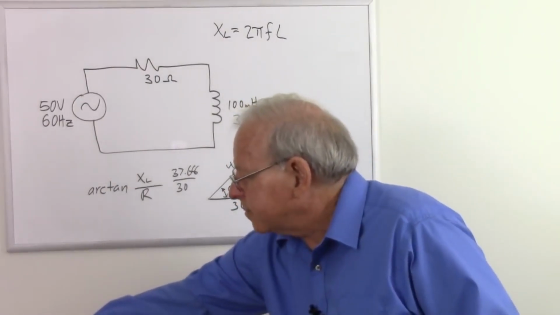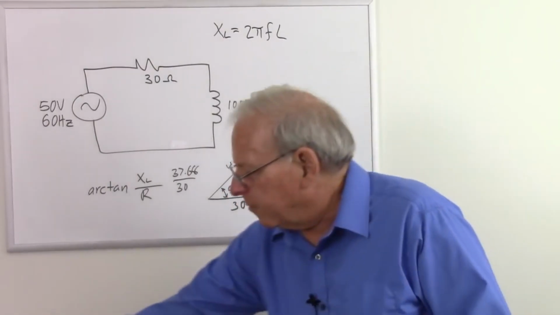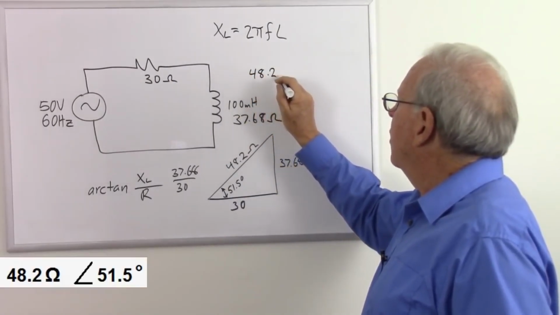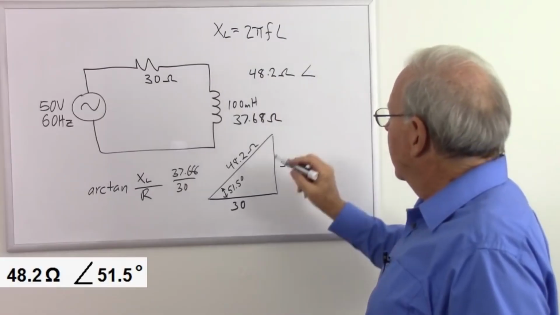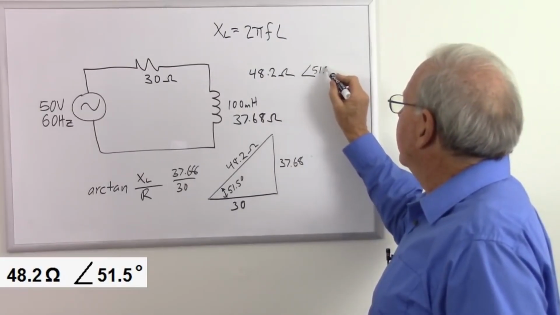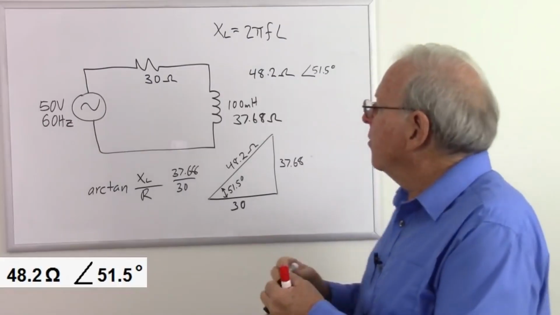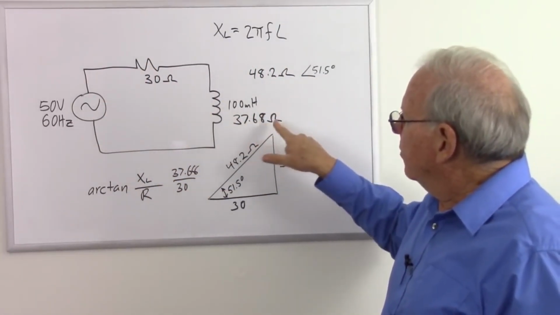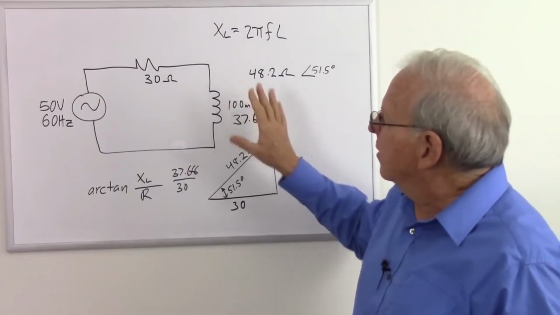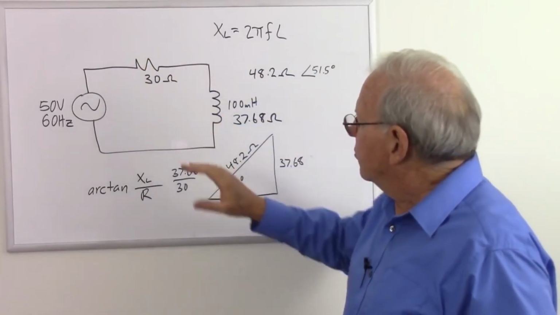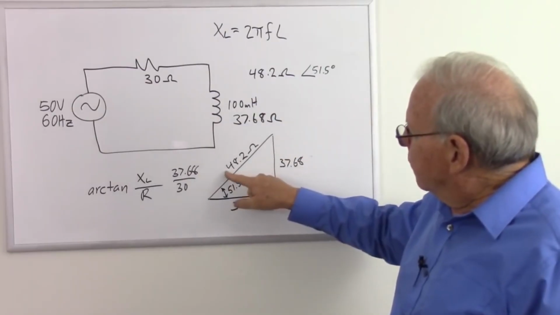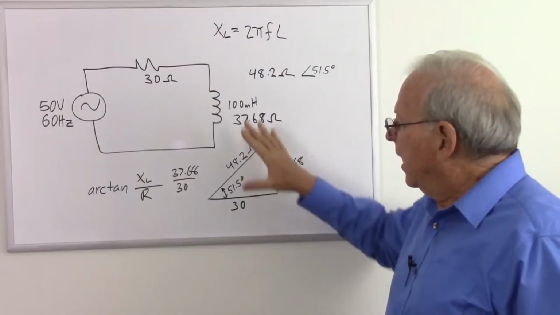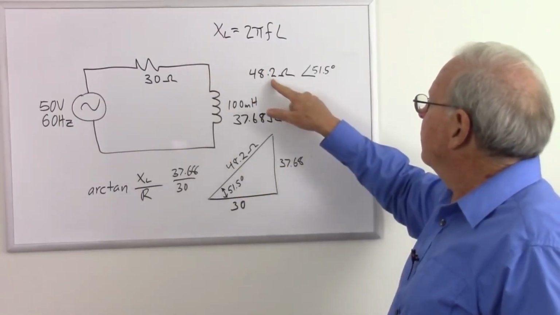And how do we express that? Let's go ahead and write this right up here. So our impedance is 48.2 ohms with a phase angle of 51.5 degrees. And so that is the total action of the circuit, telling us once again that our 37.68 ohms of inductive reactance combined with our 30 ohms of resistance is going to act like a 48.2 ohm resistor, and our voltage is going to lead our current in the whole circuit by 51.5 degrees.